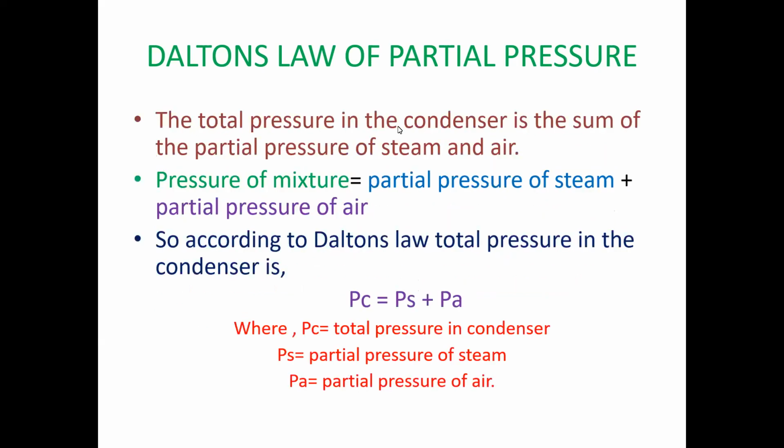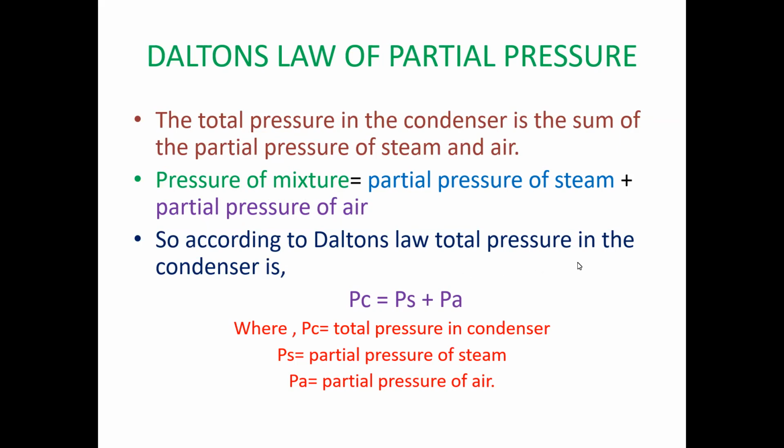And now we have to deal with this Dalton's law with respect to the condenser theory, that is, what is there in the condenser shell or what is the pressure inside the condenser shell. Okay, so the total pressure in the condenser is the sum of the partial pressure of steam and air. Okay, because in the condenser shell there is a mixture of steam and air. Okay, that is coming from the boilers, from the turbines into the condenser. So the pressure of this mixture, which mixture? Steam and air, is equal to the partial pressure of steam plus the partial pressure of air.